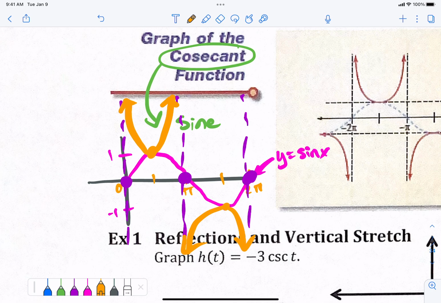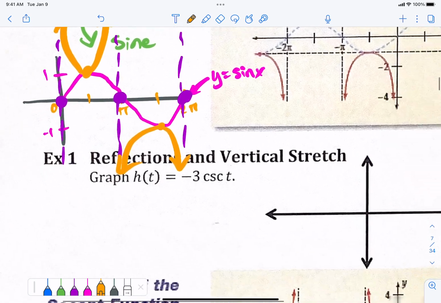When you are graphing cosecant, you first graph sine, and then just do your little parabolas off of it. Make sense? That's what the graph of cosecant looks like.